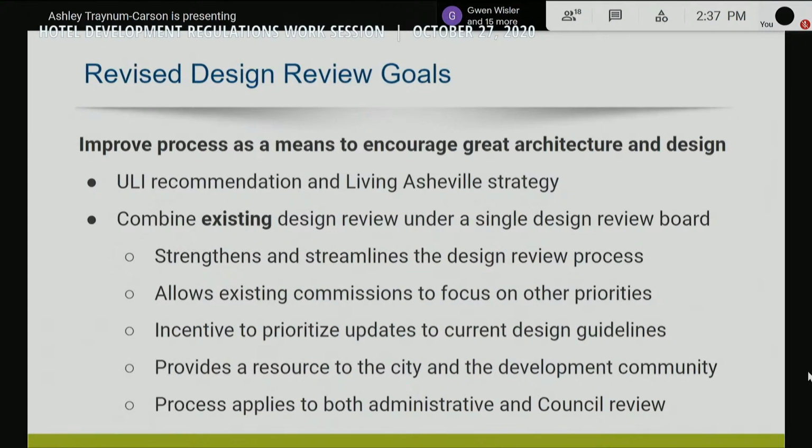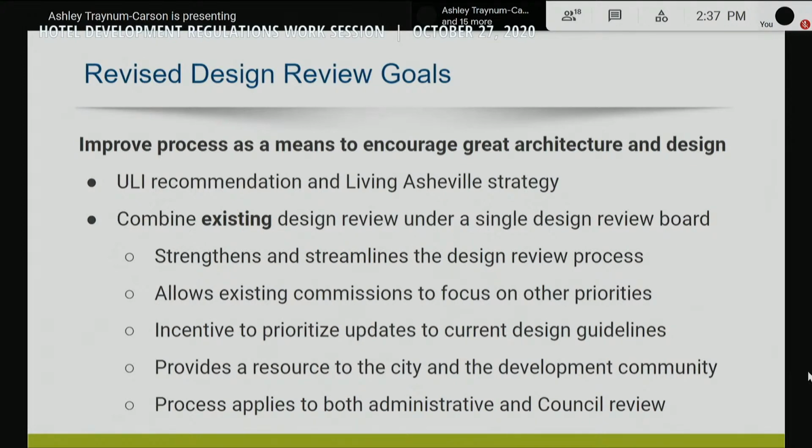The desired outcome of changing our design review process is to improve and enhance great architecture and design within the city. This is a recommendation that is from the Urban Land Institute report on hotel development, as well as the Living Asheville Comprehensive Plan strategy to try to enhance what buildings and our built environment looks like, particularly as it relates to hotels. For this recommendation, the idea is that we would recommend combining an existing design review process that currently lies within the Downtown Commission and under the purview of the Riverfront Commission for reviewing the design of hotels and other types of land uses within those areas.